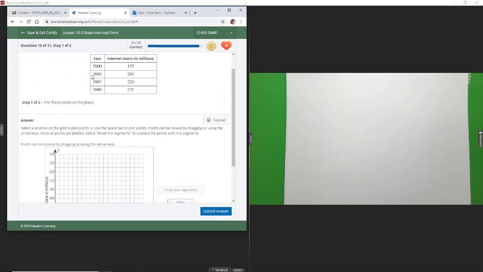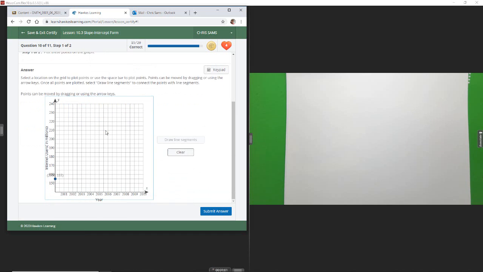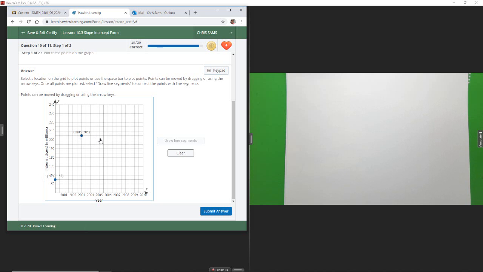And then we're going to do 2003 and 205. So 2003 is here, and 205 is relatively high up on the graph. And it shows you the ordered pair. It kind of overlaps here, so it's hard to see, but you can see 2003 and 205.